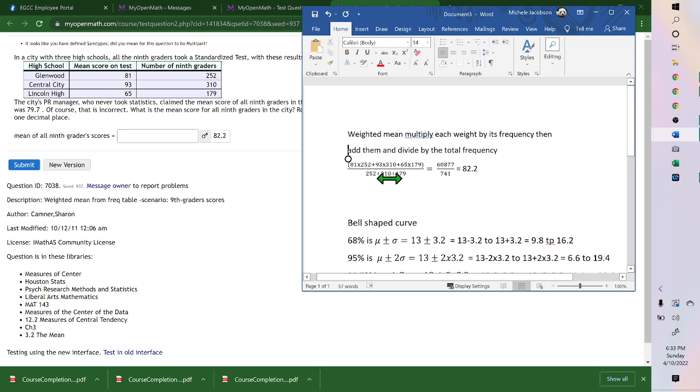And then you divide by the total frequency, which would be the number of ninth graders. And when you divide them, you get 82.2. If you do enter this all at once, then top and bottom would have to be in parentheses.